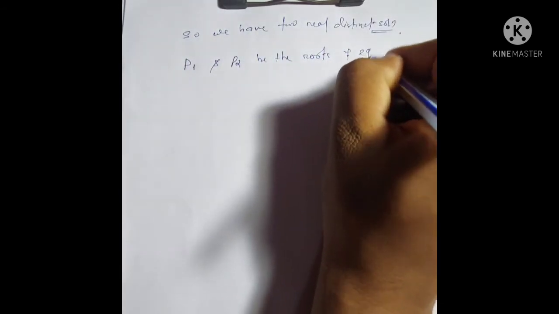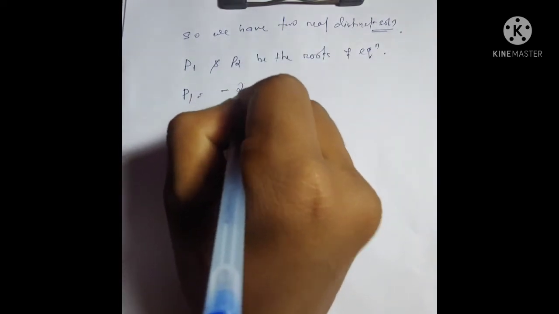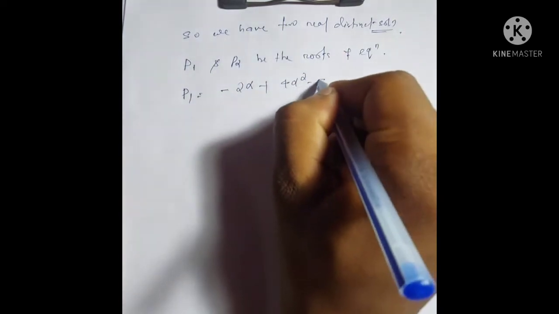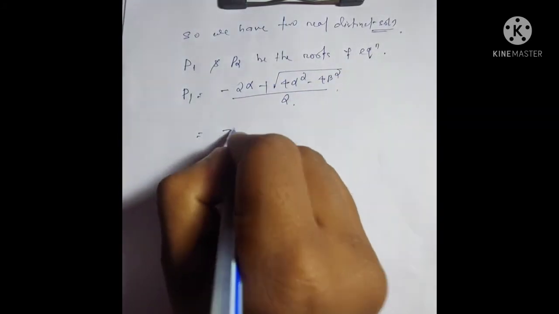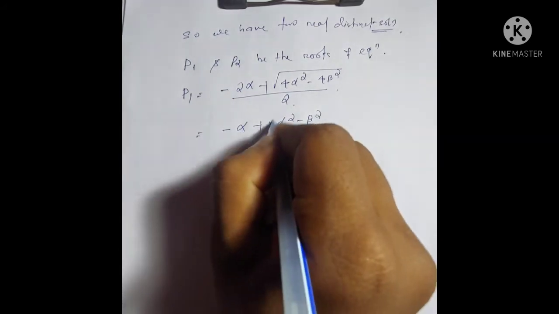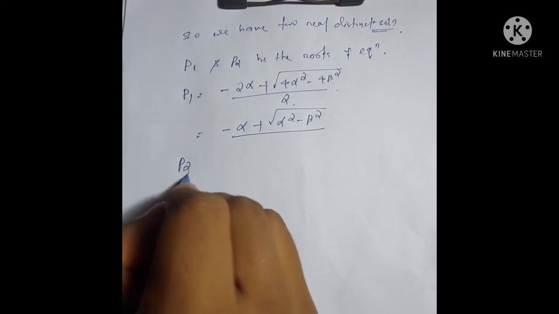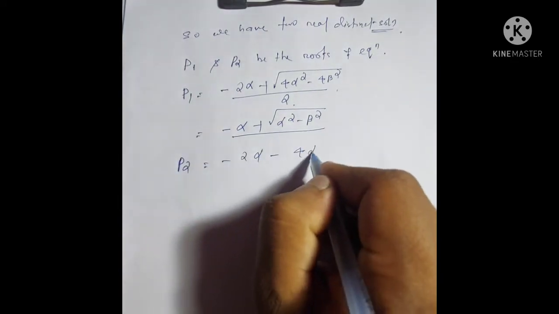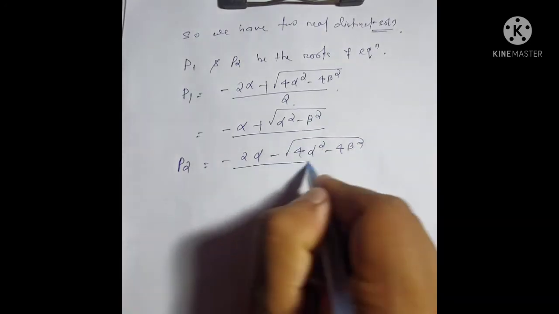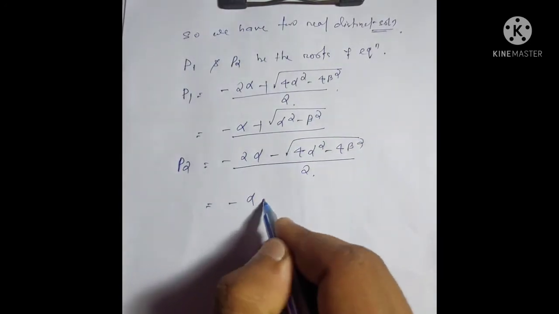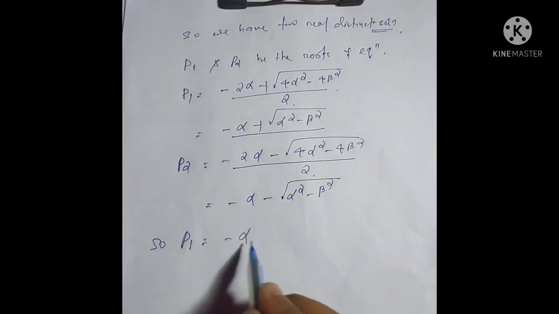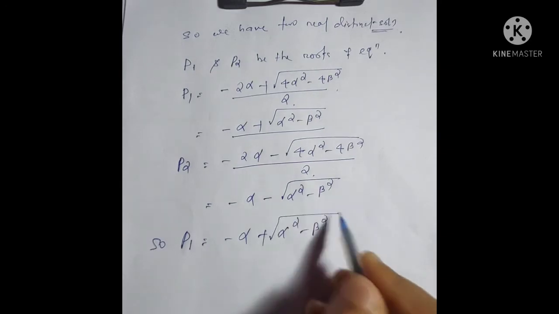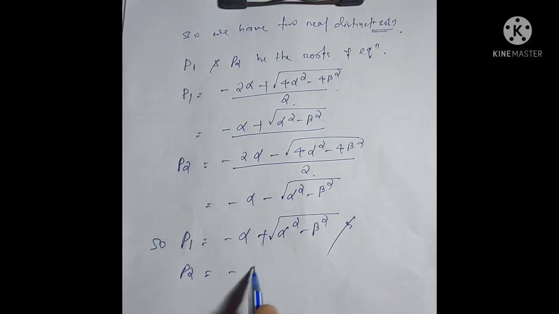Now let P1 and P2 be the roots of the equation. Then P1 is equal to minus 2 alpha plus square root of 4 alpha square minus 4 beta square, divided by 2, which is equal to minus alpha plus square root of alpha square minus beta square, and P2 is equal to minus 2 alpha minus square root of 4 alpha square minus 4 beta square, all divided by 2. This is equal to minus alpha minus square root of alpha square minus beta square. So P1 is equal to minus alpha plus square root of alpha square minus beta square, and P2 is equal to minus alpha minus square root of alpha square minus beta square.